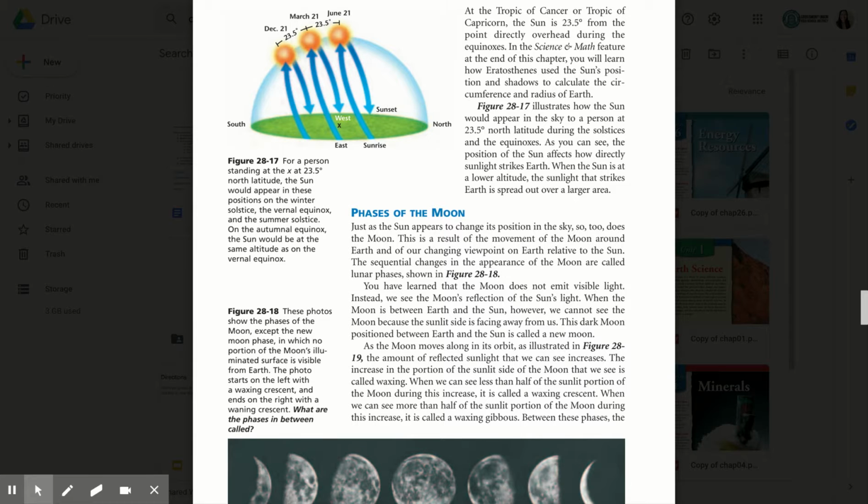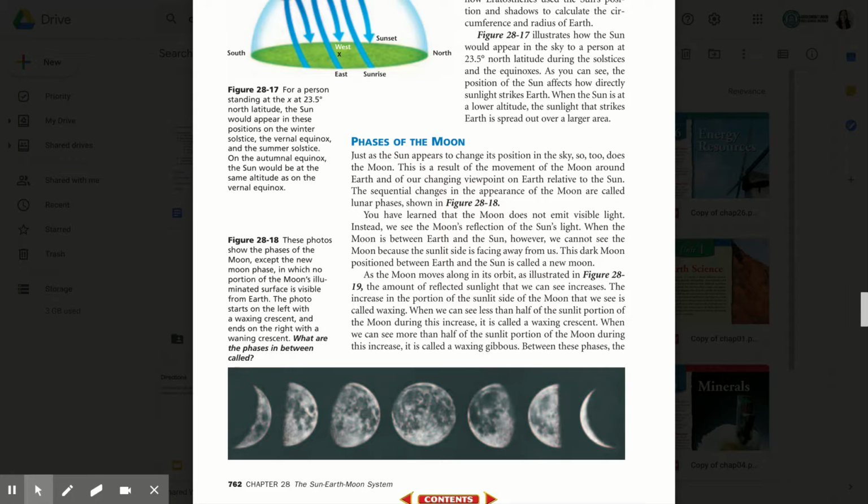You have learned that the moon does not emit visible light. Instead, we see the moon by its reflection of the sun's light. When the moon is between Earth and the sun, however, we cannot see the moon because the sunlit side is facing away from us. The dark moon position between Earth and sun is called the new moon. As the moon moves along in its orbit, as illustrated in Figure 28.19, the amount of reflected sunlight that we see increases. The increase in the portion of the sunlit side of the moon, as we see it, is called waxing.